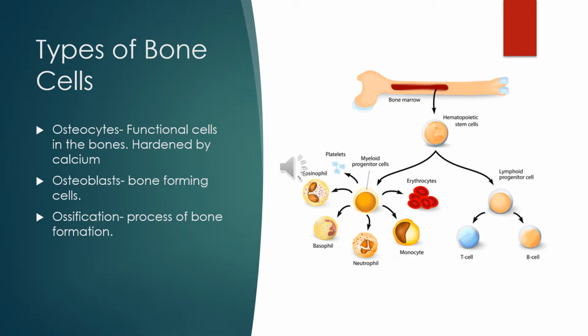There are a few types of bone cells, a couple of those being osteocytes, which are functional cells in the bones, which are hardened by calcium. Osteoblasts are bone-forming cells. An embryo before it's born is primarily cartilage. When the baby is born, ossification begins, which is the process of bone formation, from when the baby is born, to a toddler, then to a child, then to a full-grown adult.